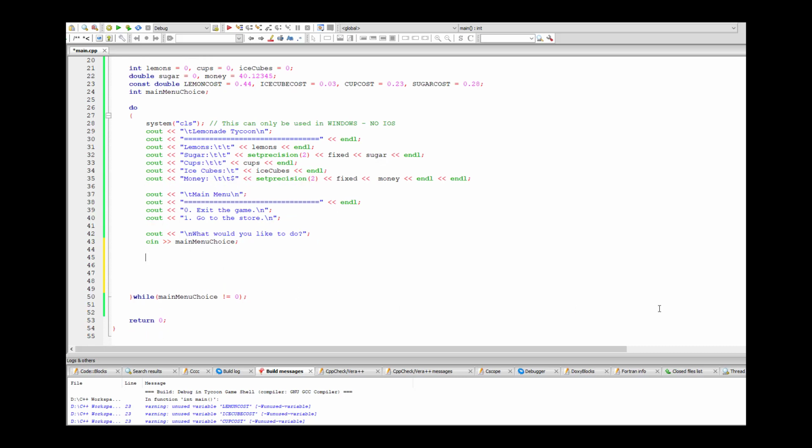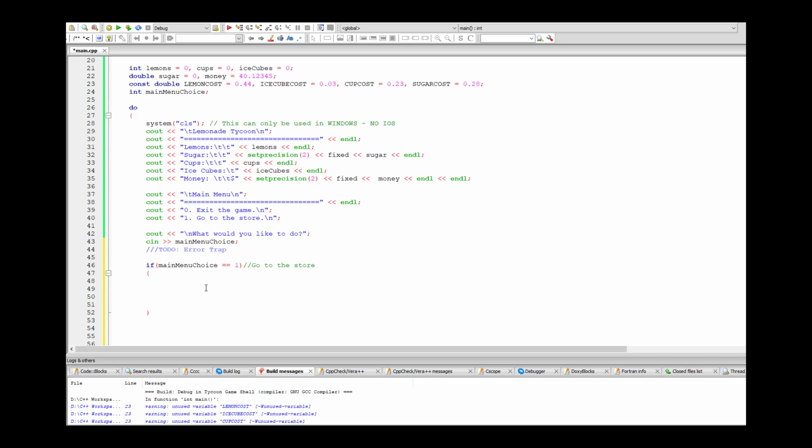Now here I'm going to put a to-do. We should put a type trap or an error trap here to make sure that the input is valid, but for now we don't really need it. So I'm going to say if the main menu choice was equal to 1, that means go to the store. This means they want to go to the store.